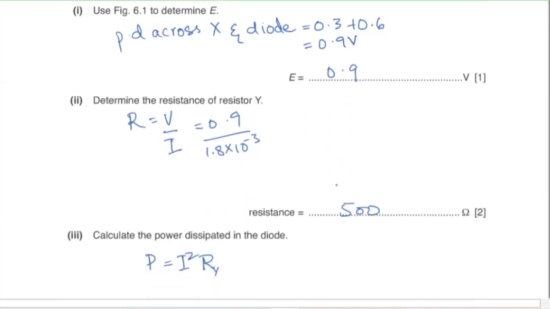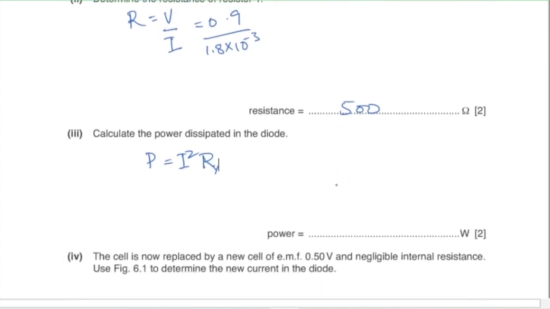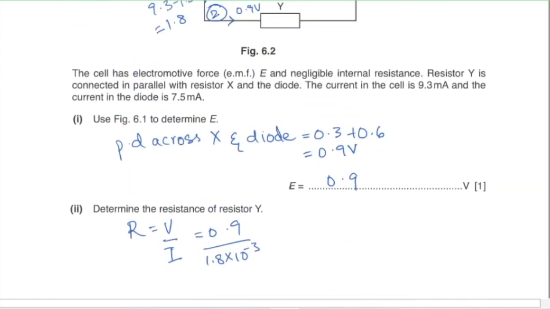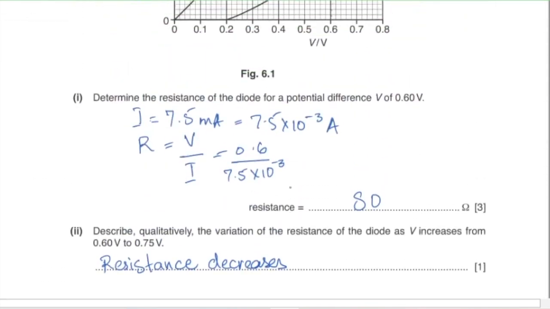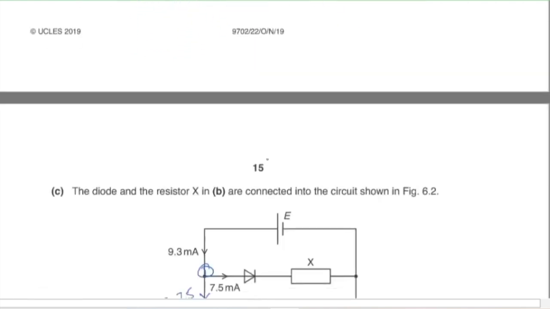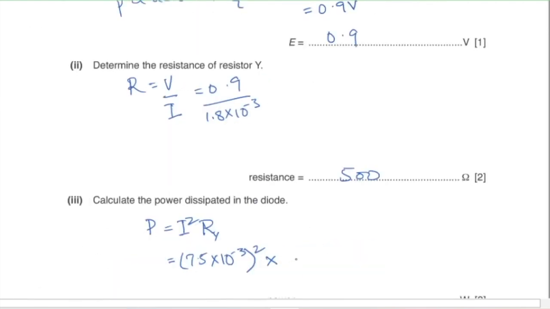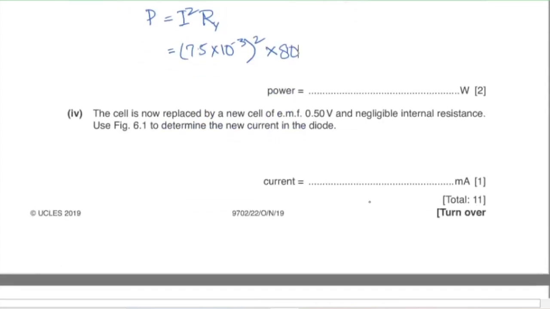So when current is 7.5 milliamperes, the resistance of Y is going to be equal to what we calculated in the previous part, that is, the resistance of the diode when current is 7.5 milliamperes and voltage is 0.6, it has a resistance of 8, since the resistance is changing for the diode at each point and it is decreasing by the time it reaches its height.